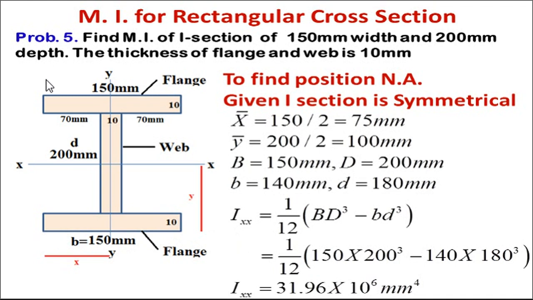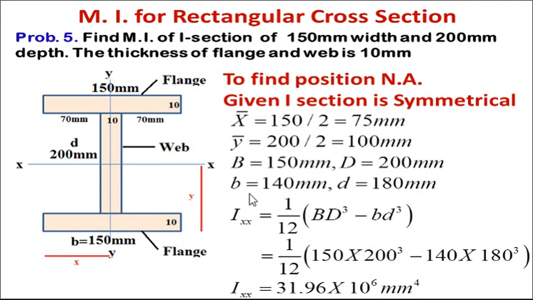From the y axis, this horizontal distance is x bar. Distance measured from the y-axis is called x bar. Distance measured from the x-axis is called y bar. This distance from the bottom is y bar, and this distance from the y-axis is x bar. So x bar is equal to 150 by 2. This total width by 2 gives x bar, and total depth by 2 gives y bar. So y bar is 100 mm here, and x bar is 75 mm. Total width is 150, total depth is 200.